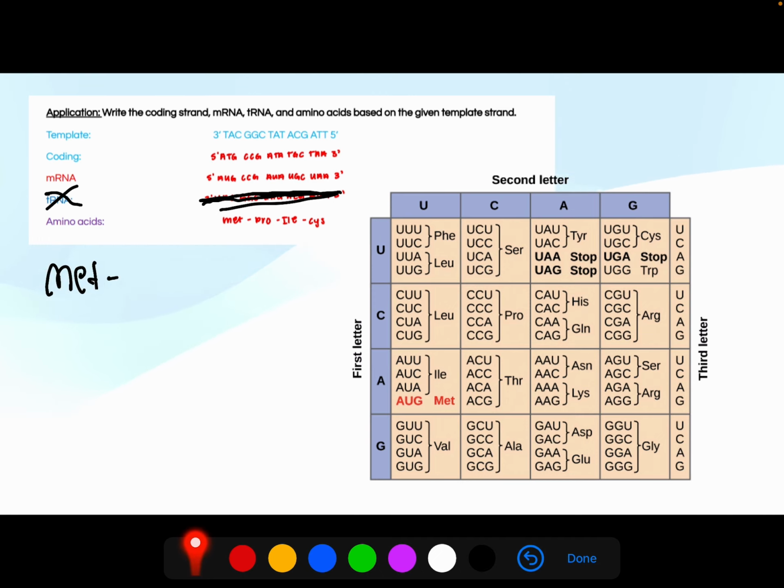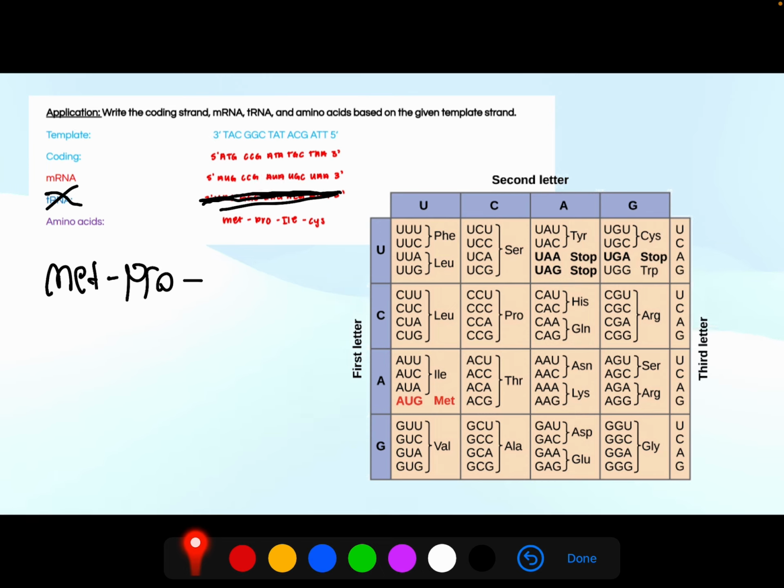Second, CCG. C, right here, C for our second letter means we're going to be in this box. G gives us PRO. This is our correct answer, and it matches up, so I did it correctly. Perfect. And we can just continue on.